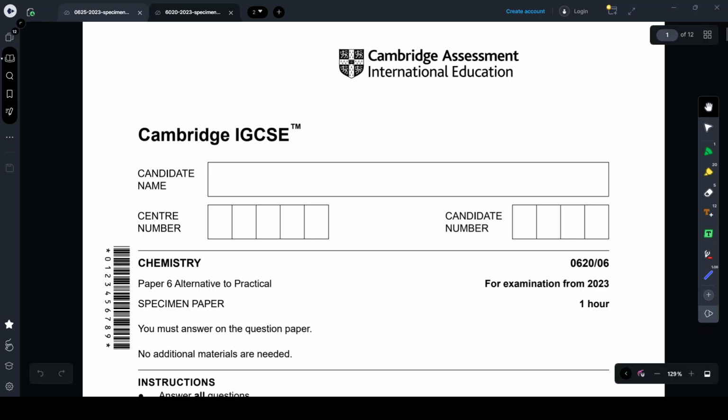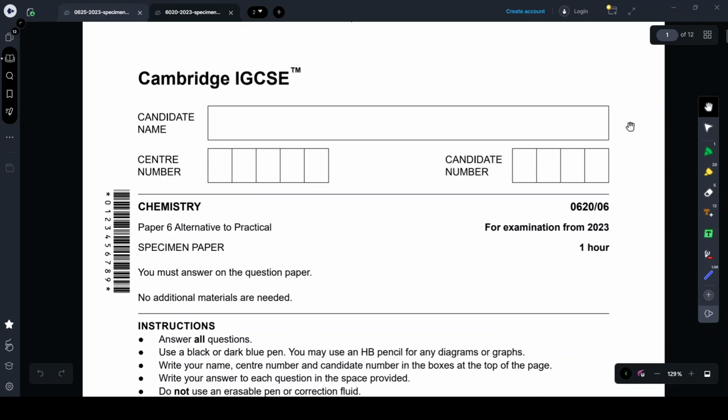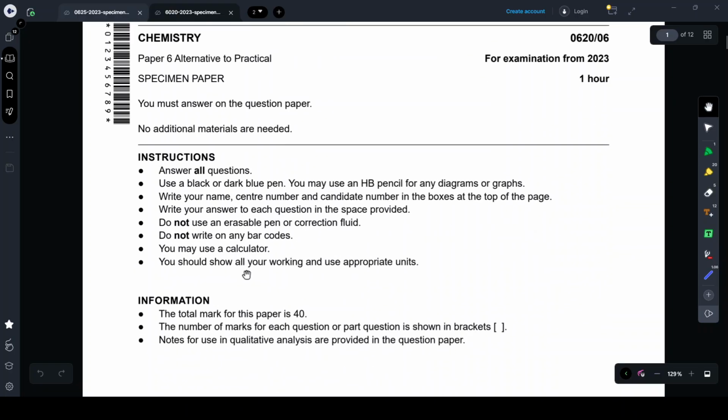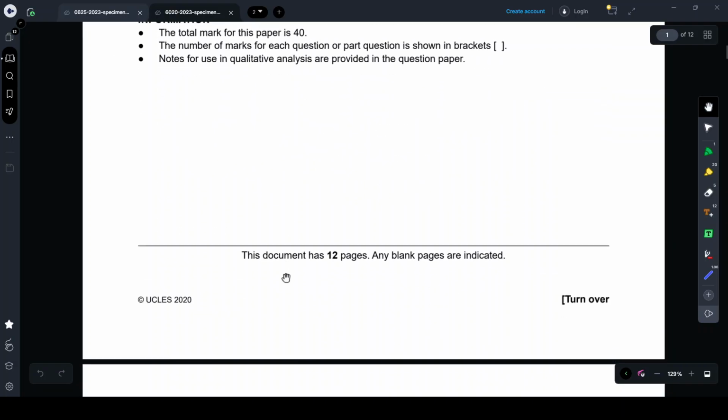So here we have the IGCSE 0620 Chemistry Paper 6. That's the alternative to practical. It's a 1 hour paper, as you can see. This is the specimen from 2023. You know the drill, you have all the instructions. Right, it's a 40-mark paper and there are 12 pages.